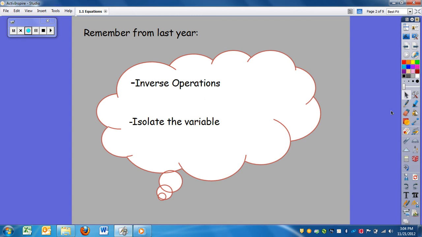Remember from last year, when you're solving equations, you want to think of inverse operations. Adding and subtracting are inverses of each other. Multiplying and dividing are also inverses of each other. And when you are solving equations, you're trying to isolate the variable. Isolate just means getting it by itself. So I just want something like x equals, or y equals, or a equals, depending on what variable I give you.